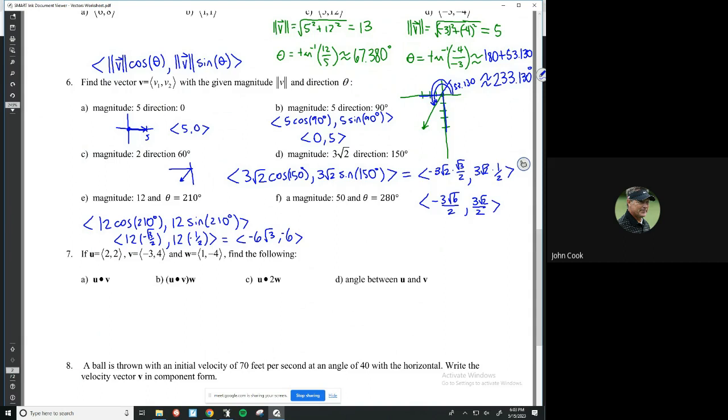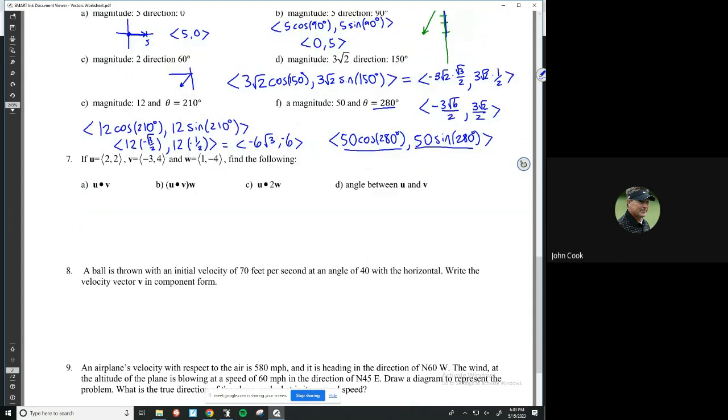All right, next up, a magnitude of 50, and then angle measurement 280. 280 is not a unit circle value, so here's what I'm going to do. I'm just going to leave it like this. So it's like 50 times the cosine of 280, and then 50 times the sine of 280. At that point, there's not a lot you can really do with it. You can plug it into your calculator or whatever. 280 is in the fourth quadrant, so you should have a negative value for sine and a positive value for the x value for the cosine.